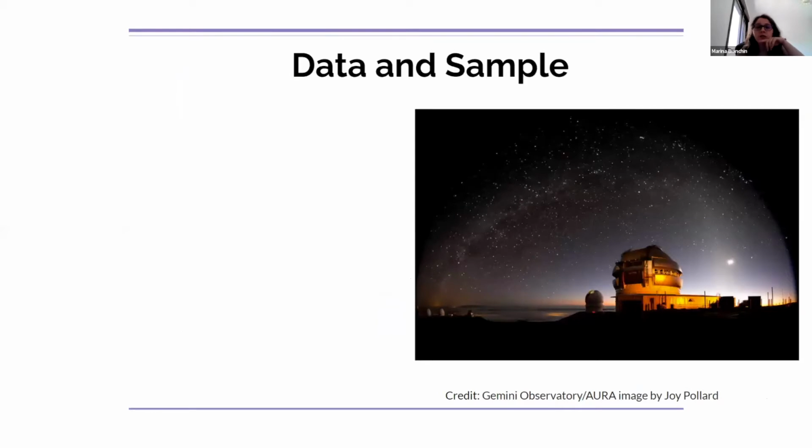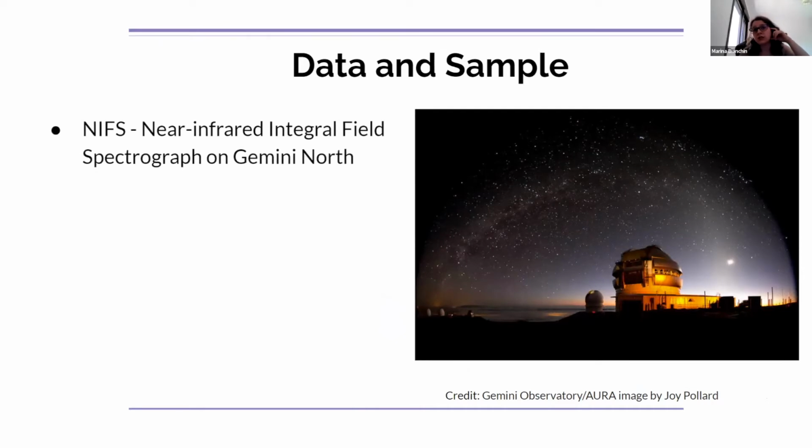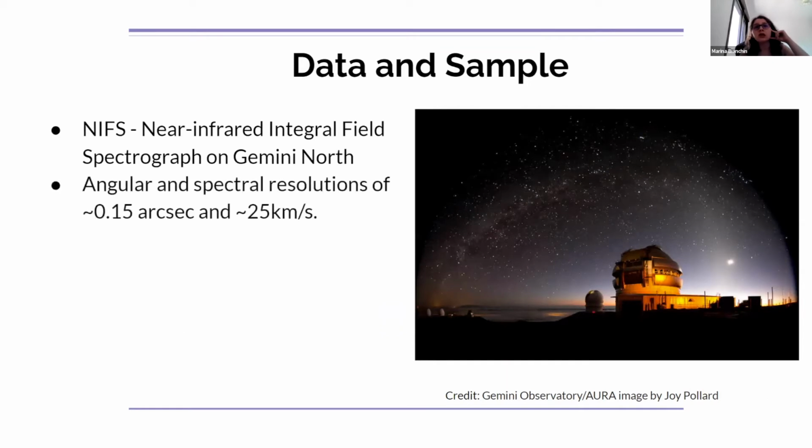The data, as I said before, comes from Gemini North using NIFS, the near-infrared integral field spectrograph. All of our data has angular resolution of about 0.15 arcseconds, because most of the galaxies, except for 1 or 2, were observed using Altair, the adaptive optics on Gemini North, and have about 25 kilometers per second of spectral resolution.